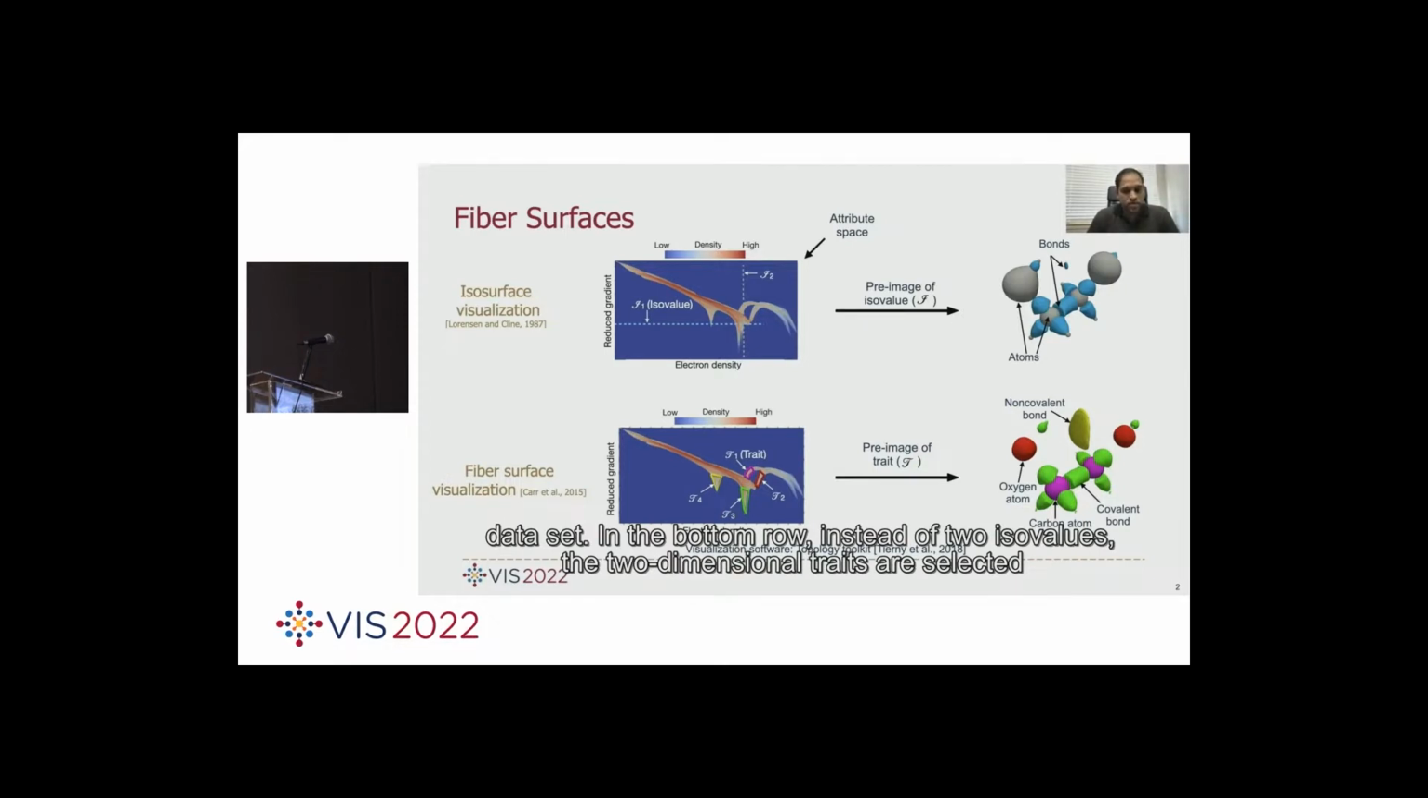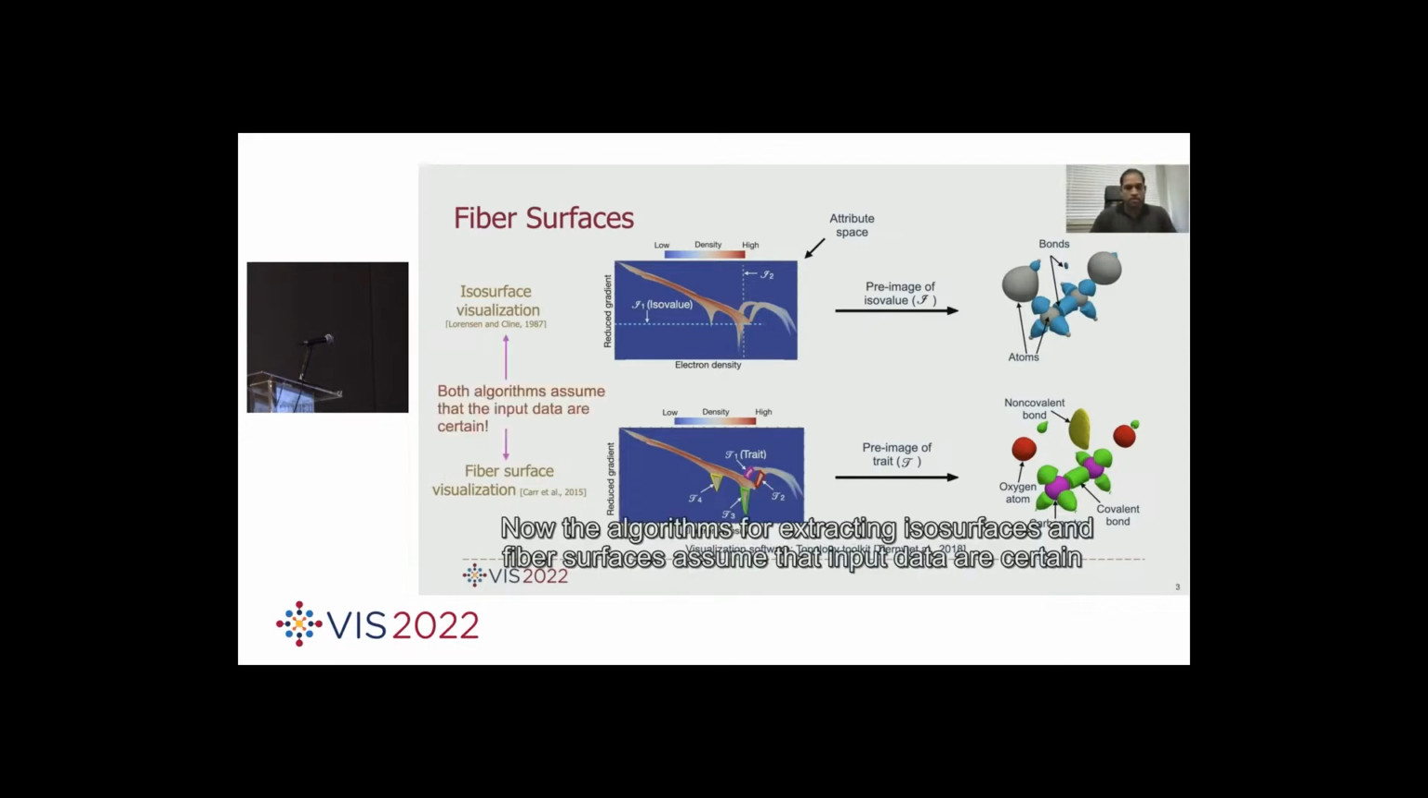In the bottom row, instead of two isovalues, two-dimensional traits are selected as colored polygons, and their pre-images, also known as fiber surfaces, are visualized in the respective color, which provides segmentation of atoms and bonds even at finer levels. Now, the algorithms for extracting isosurfaces and fiber surfaces assume that input data are certain, which is rarely the case in real-world datasets.